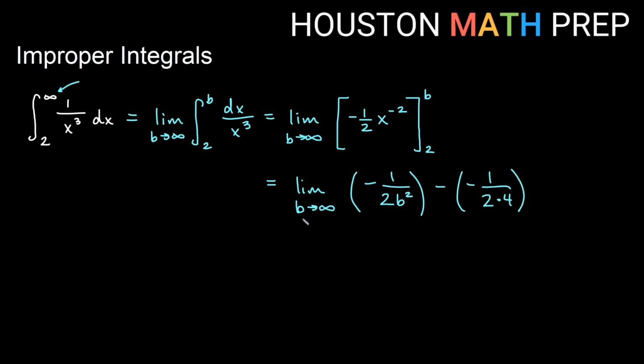So let's look at this first term here. As b gets really large, the bottom of this fraction is going to get really large, so this fraction is going to approach 0. So we will get 0 minus a negative would be plus, and then we'll have 2 times 4 there, and so our limit of this first term being 0 leads us to a real number of 1 over 8. So we would say that this integral converges because we got a real number answer.